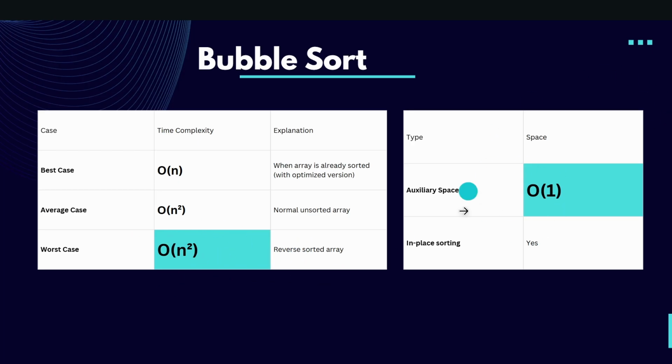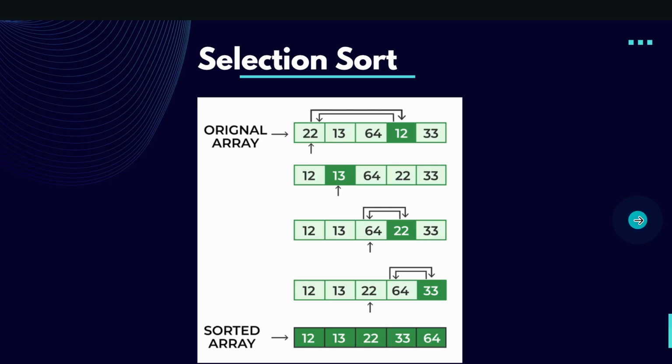If you consider the auxiliary space, that is the space complexity, it is order of 1, because we are not taking any extra space to consume. Okay, in the original array only we are making changes in the bubble sort. Okay, now let's see what is meant by this selection sort.